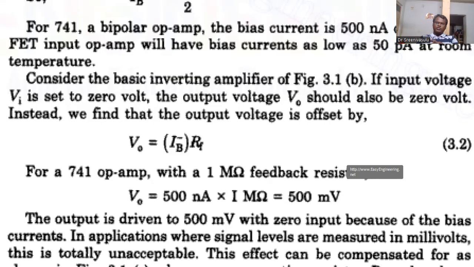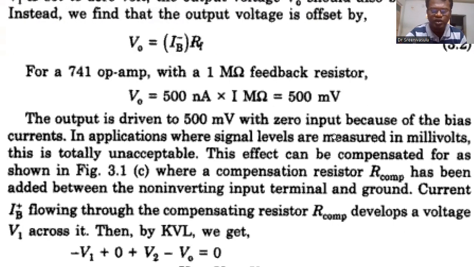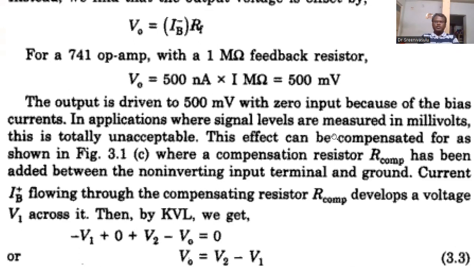Suppose we connect a 1 megaohm feedback resistor RF. Already IB minus, we are assuming, is on average 500 nanoamperes. 500 nanoamperes into 1 megaohm, that is 10 power 3 into 10 power minus 9, is around 500 millivolts. So this much offset voltage is not at all acceptable. That is the problem with the op-amp. The output is driven to 500 millivolts with zero input.